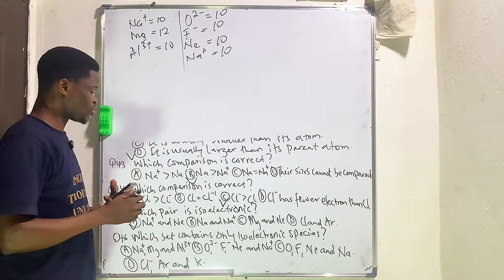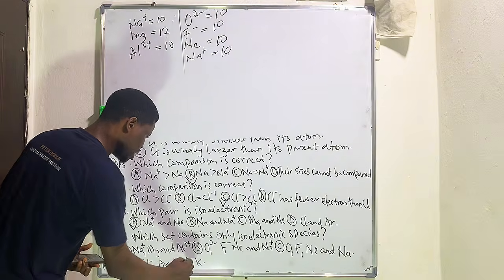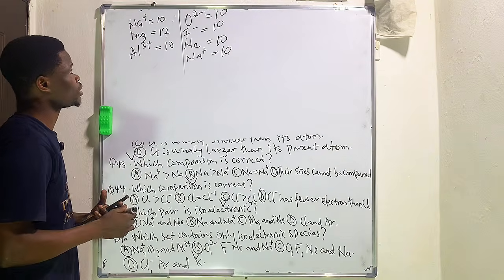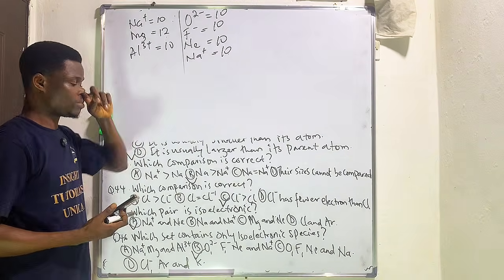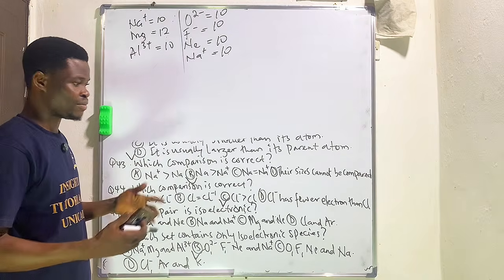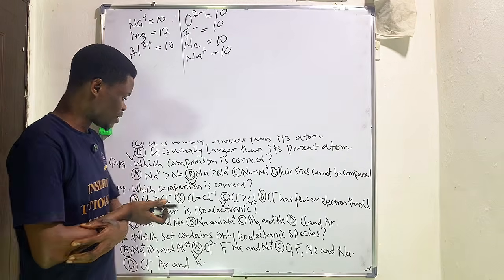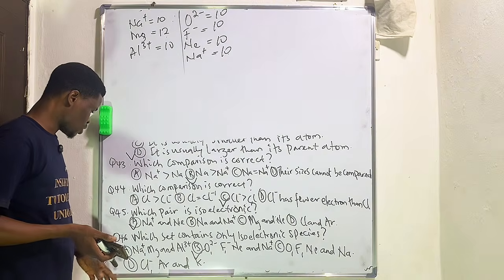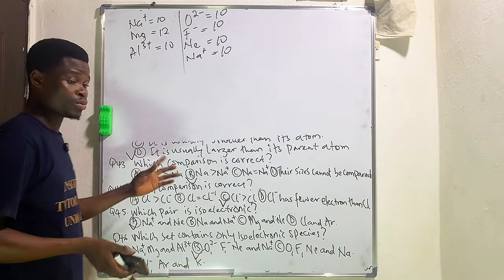You see? So it means option B is the correct answer because all the ions and atoms in this particular option are isoelectronic, meaning they have the same number of electrons. Other options are wrong. We're done with that. We'll go to the next set.